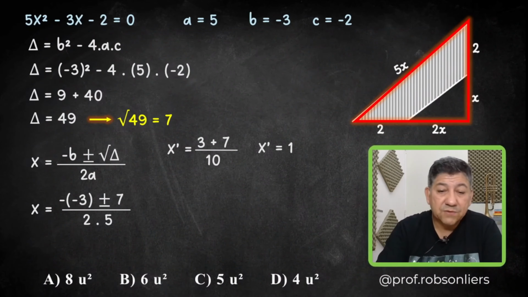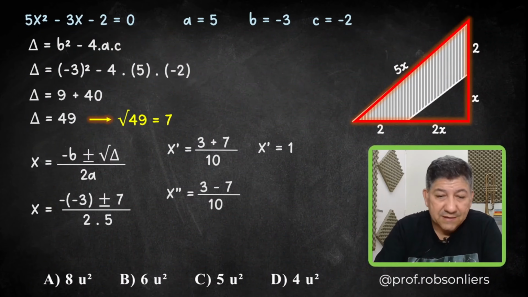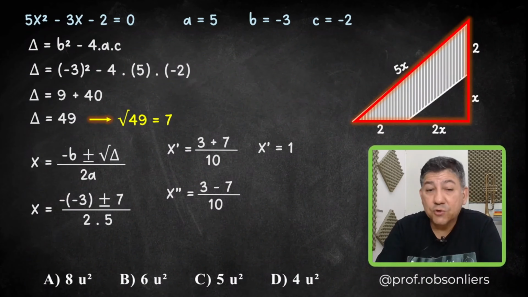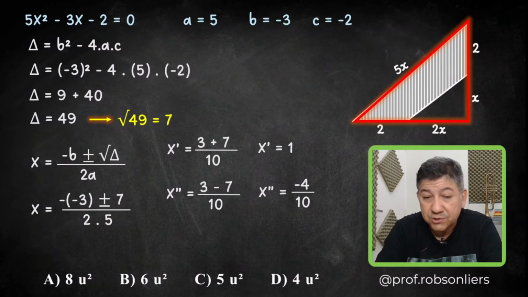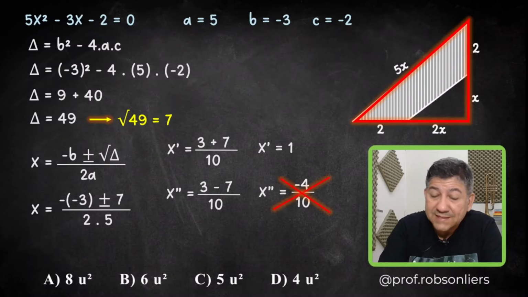For the second root, we're going to use the minus sign. It will be 3 minus 7 over 10. 3 minus 7 is minus 4. So x2 will be minus 4 over 10. Notice that this value of x that we just found, x sub 2, is a negative value. So this value doesn't work for us.